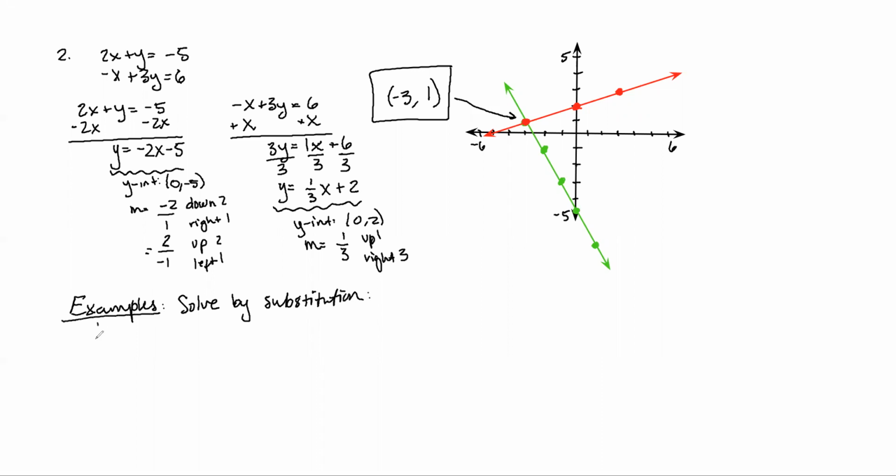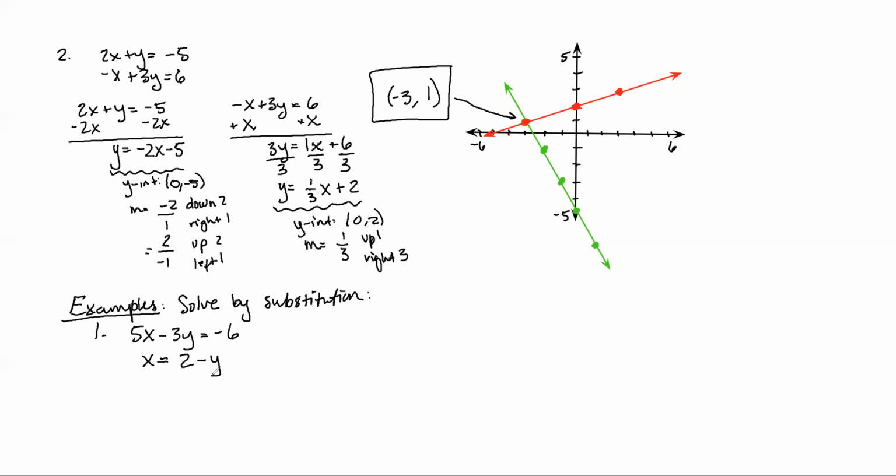So for substitution, let's go ahead and just jump into an example. We'll look at one that's a little bit nicer first. So for this one, we're given, let's go ahead and do 5x minus 3y equals -6, and x equals 2 minus y.